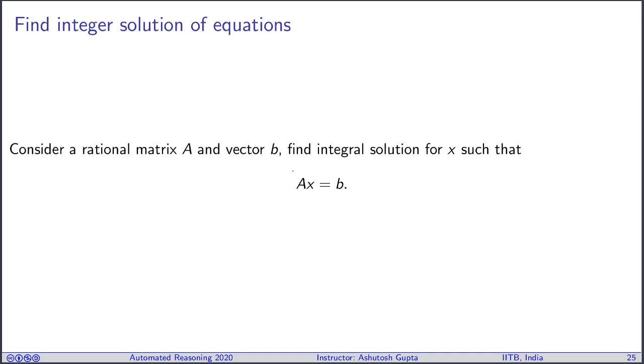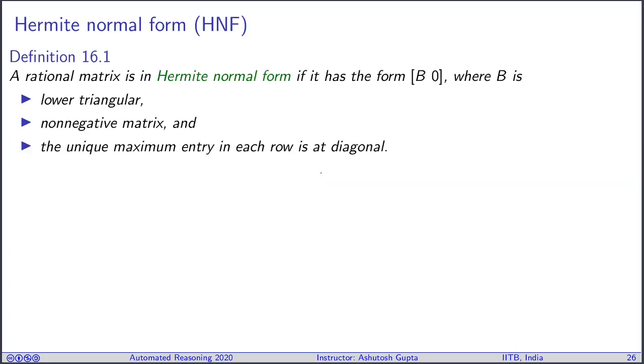So let's see what is the value of Hermite normal form in the context of Ax = b. We will assume that A is a rational matrix and b is also a rational vector. They don't have to be integral. The thing is, you're looking for integral x, and so that is the difference. A and b themselves can be rational numbers.